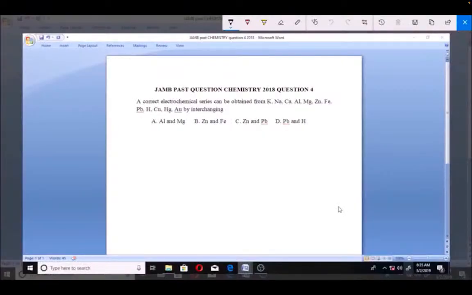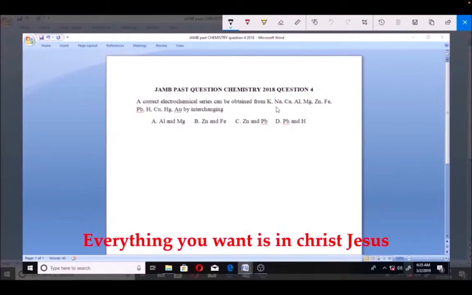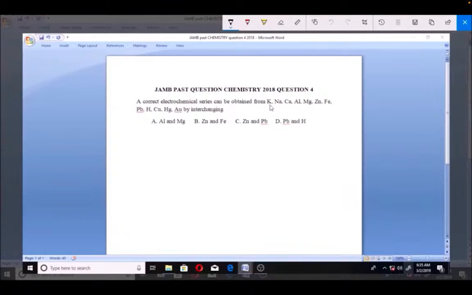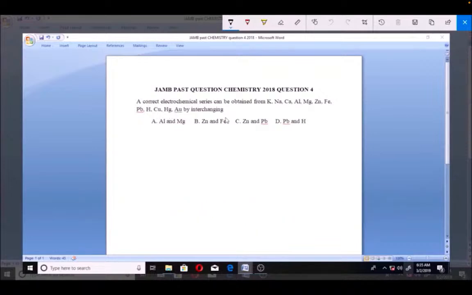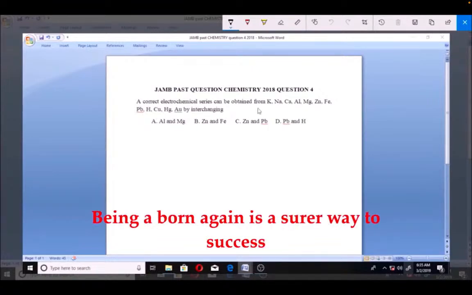Now let's look at this problem, JAMB past question chemistry 2018, question number 4. A correct electrochemical series can be obtained from K, which is potassium, Na sodium, Ca calcium, Al aluminium, Mg magnesium, Zn zinc, Fe iron, Pb lead, Hg, Cu, Hg, Au by interchanging. So what do you interchange in order to make this the correct electrochemical series?